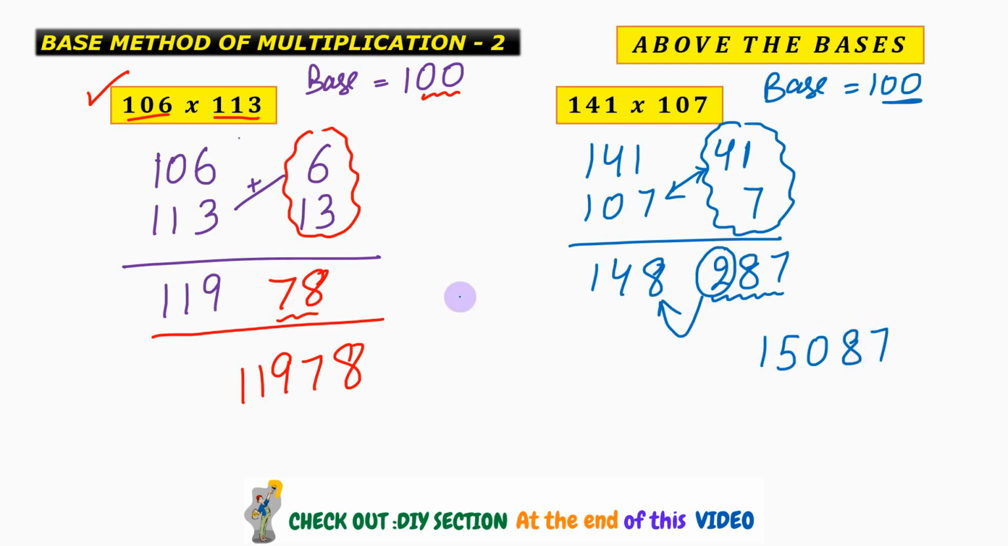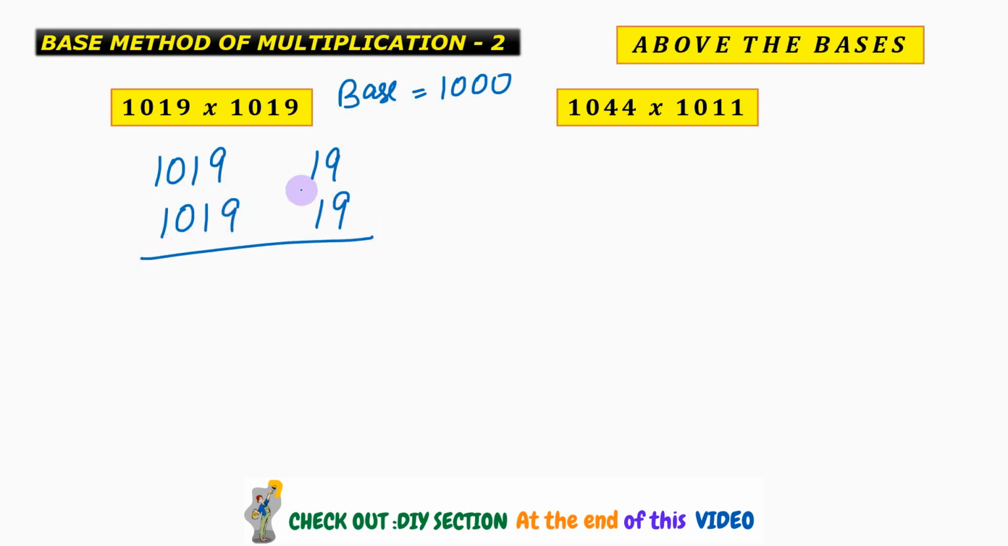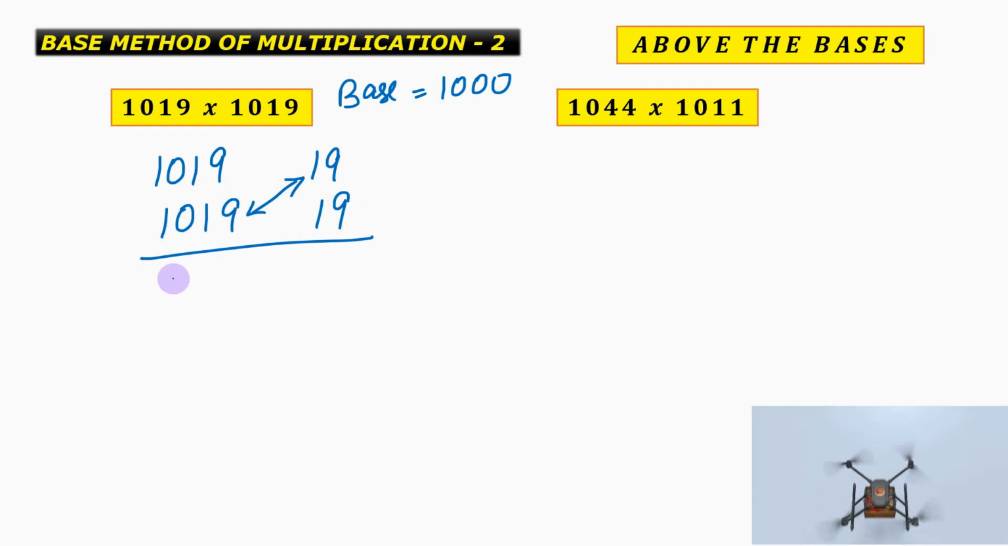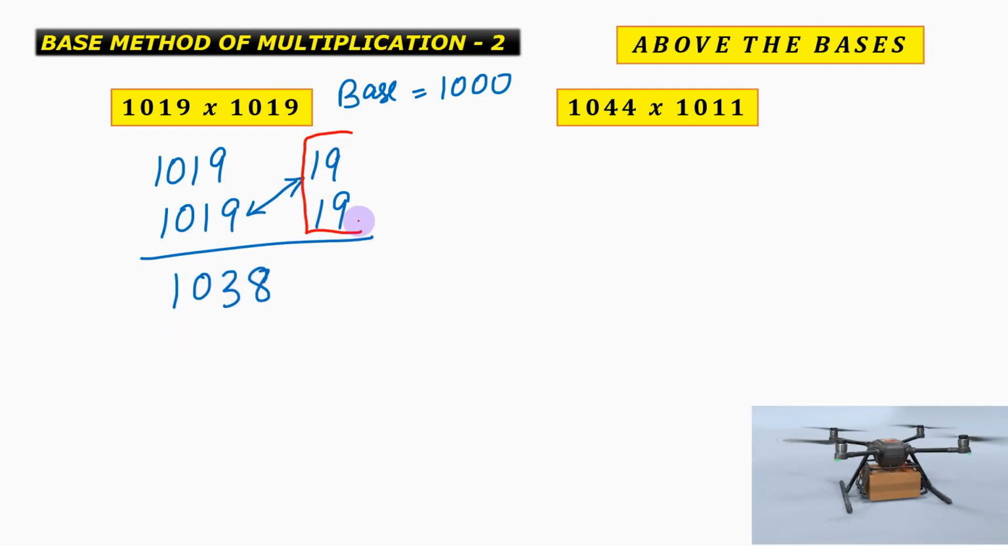15087. Now let us move on to 4 into 4 multiplication. So here we have the square of a 4-digit number. So 1019 square. Again 1019. The base here will not be equal to 100, rather it will be equal to 1000. Okay. And 1019 is 19 more than 1000. So we write 19 over here, and then 1019 and 19. Then you add these two numbers, so we get 1038, and then simply multiply these two numbers.